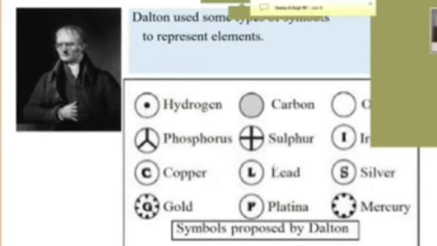Today we are going to discuss symbols and valency. So first of all, what is a symbol? A symbol is a short form of elements. It's really simple, right? Okay, now let's look at this picture. These are the symbols used by Dalton to represent some elements.